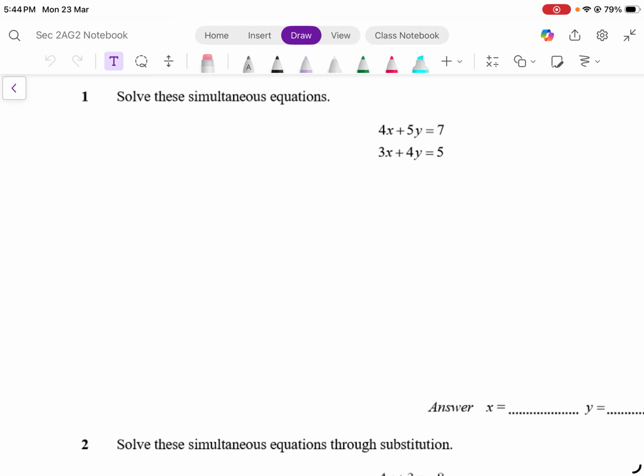and equation 2. From here, it is easier to get the lowest common multiple of 4 and 3, which is 12, and of 5 and 4, which is 20. So I'll eliminate x first. The first one, I multiply by 3 and get 12x plus 15y equals 21. The second one, I times 4, so I get 12x plus 16y equals 20.